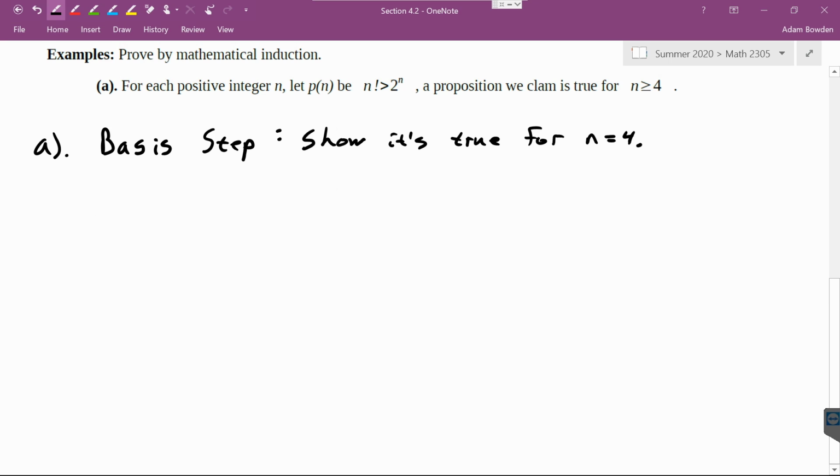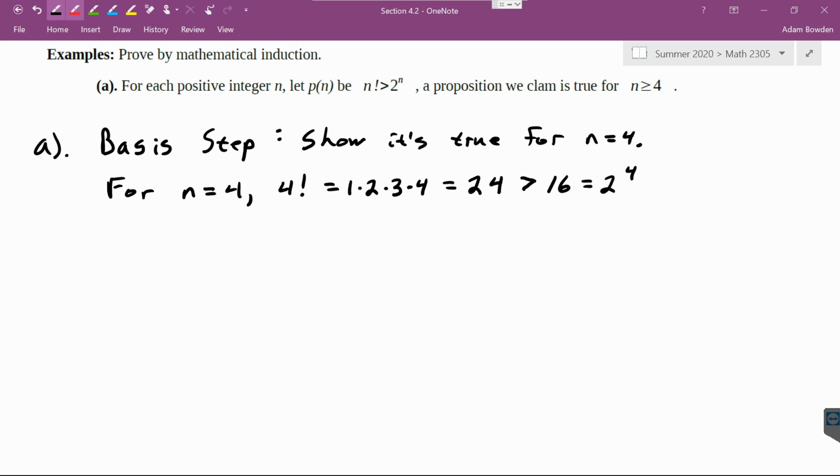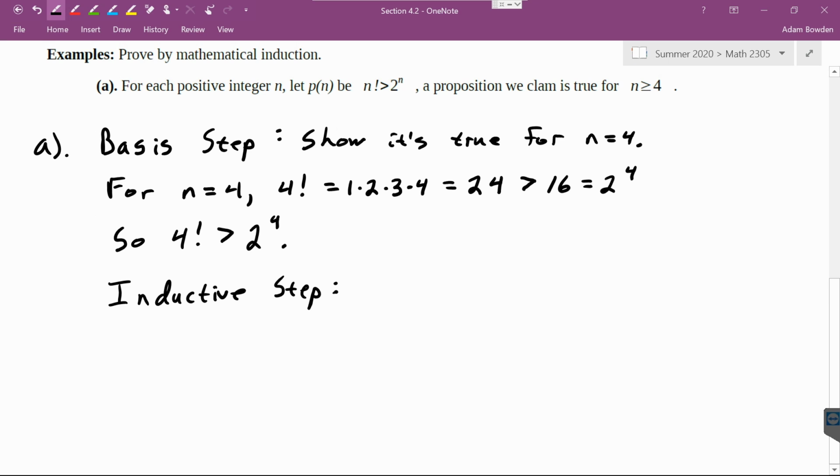We have to start with the base number here. So for n equal to 4, 4 factorial is 1 times 2 times 3 times 4, and that's equal to 24, which is greater than 16, or 2 to the 4th power. So for the base step, we can see that 4 factorial is greater than 2 to the 4th. So it holds true in that step. The next part is the inductive step.